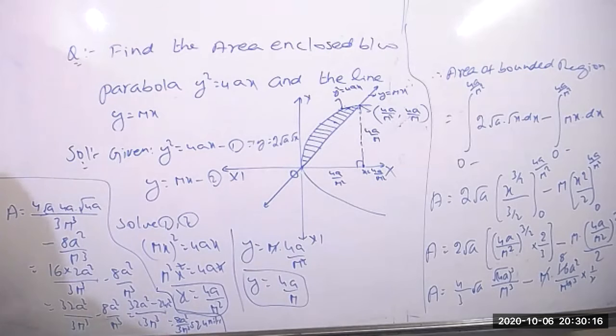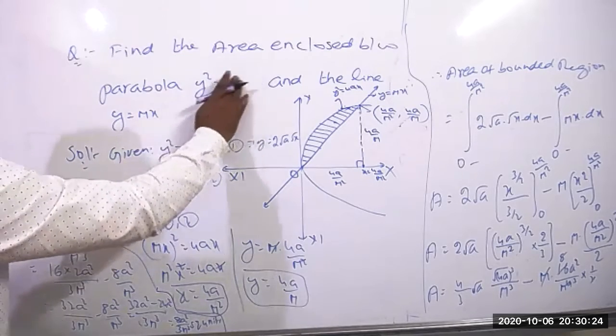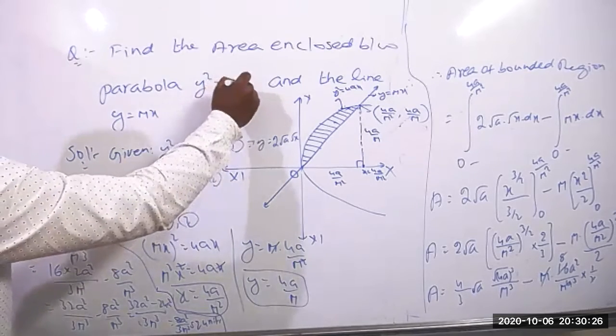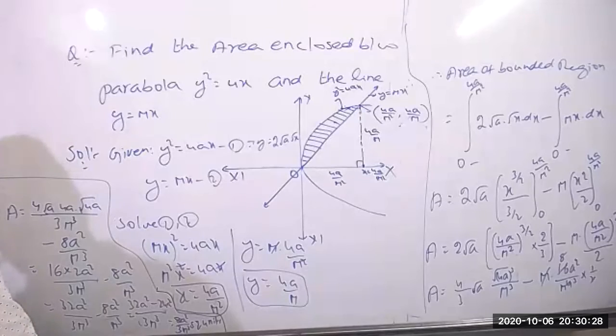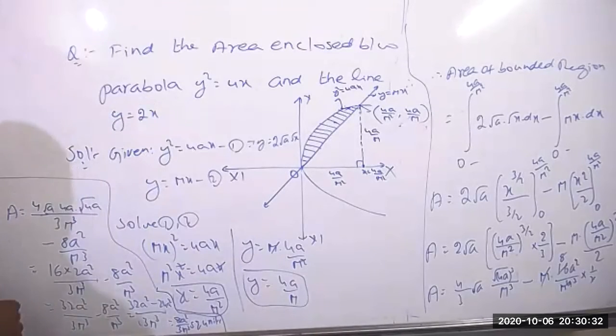If anyone completed, solve this question. Find the area lying between parabola y square equal to 4x, and the line y equal to 2x. Start now, and complete and tell me the answer. Same model.